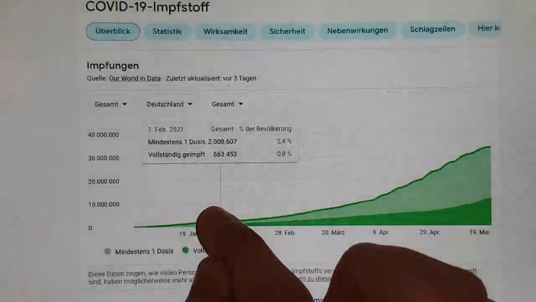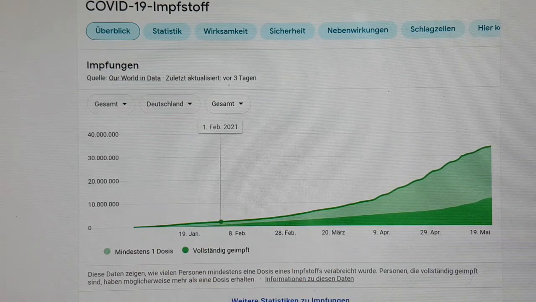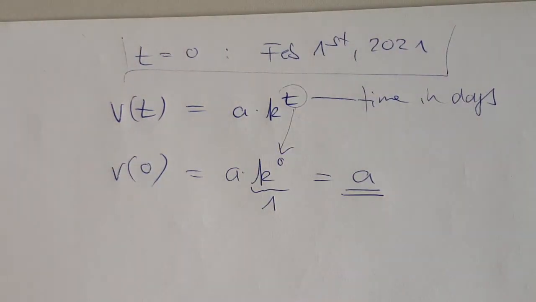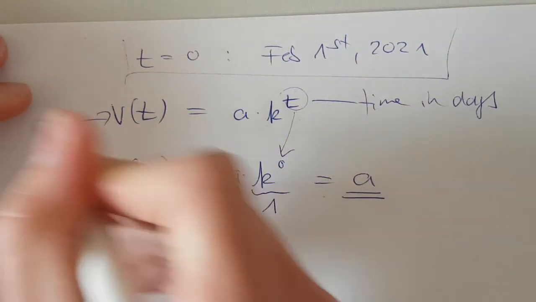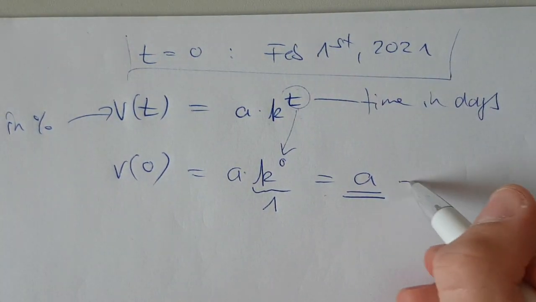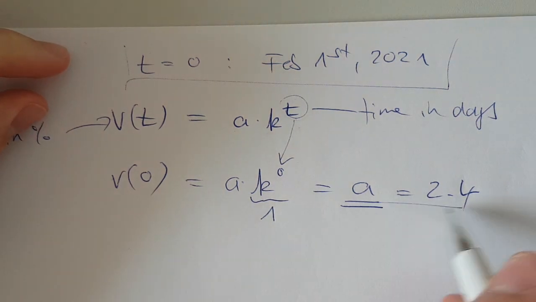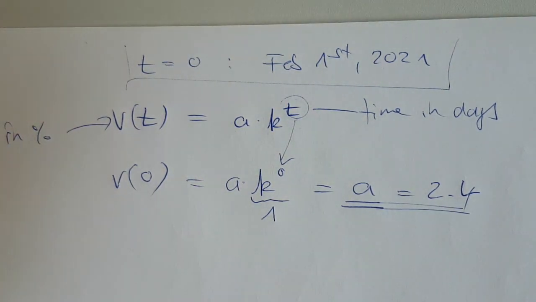Okay, so let's just model our growth in percents. So let's not use the absolute numbers, but let's use percents. And if we use percents, so this in percent of the whole population of Germany, then a is equal to 2.4, because at February 1st, 2.4% of the German population were vaccinated at least once against COVID-19. So a is always the number of things, in this case vaccinated people, you have at the beginning.